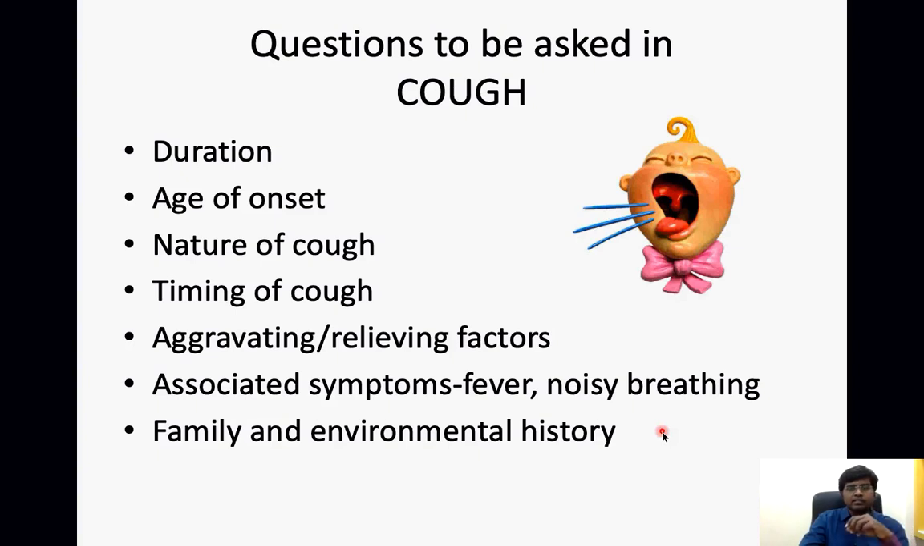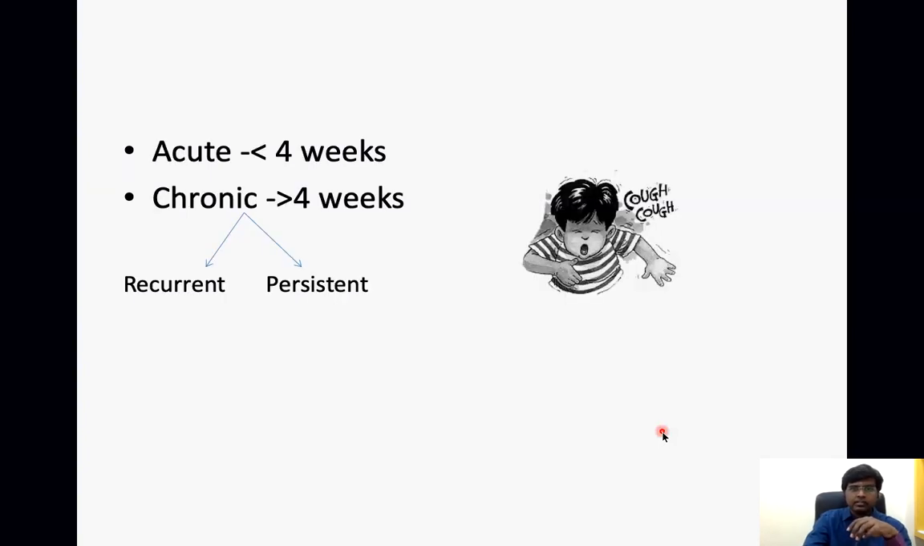So you should be able to narrow down your diagnosis, for which you should ask certain questions. What are the questions you should ask when a child presents with cough? You should ask the duration of cough, age of onset, nature of cough, timing of cough, aggravating and relieving factors, associated symptoms, and whether there is any significant family and environmental history. So we'll see each in detail.